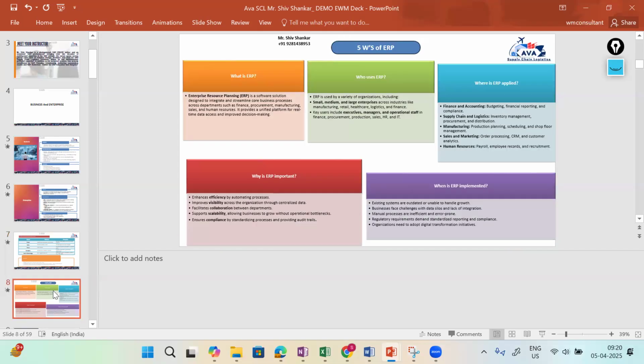Now, let's talk about the 5 Ws of ERP. What is ERP? SAP EWM, where you joined the program, is a part of the ERP. First, you need to know what is the ERP.